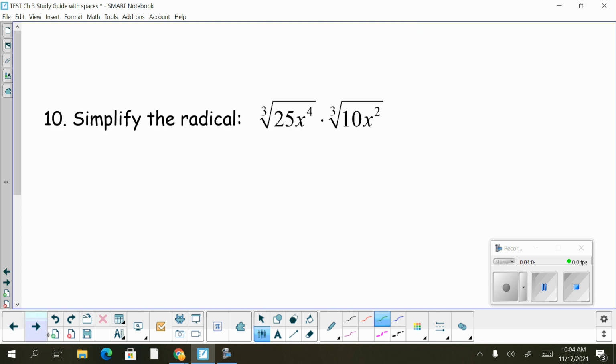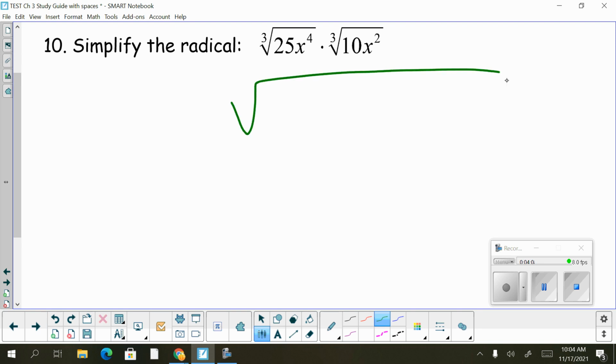Number 10, we need to get everybody in the same radical together to be able to do this problem. So we're going to cube root 25 times 10 gives us 250. X to the 4th with x squared gives x to the 6th. I'm going to break down the 250 so one of the numbers can be a perfect cube root this time.